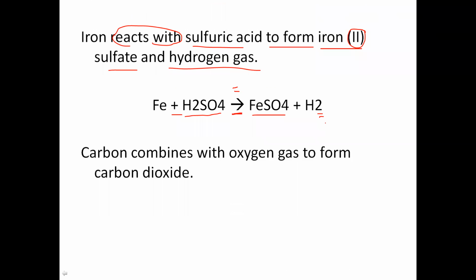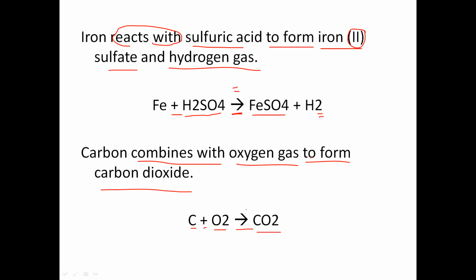For the next sentence, carbon combines with oxygen gas to form carbon dioxide. If you're going to convert this into a chemical equation, it should look like this. So carbon is not a diatomic element, so it remains as it is, carbon with no subscript. Then combines with, that's the plus sign, and oxygen gas is a diatomic element, so it has O2. Then to form is the arrow sign, or we can say the equal sign, carbon dioxide.